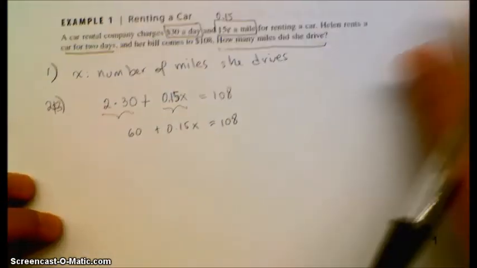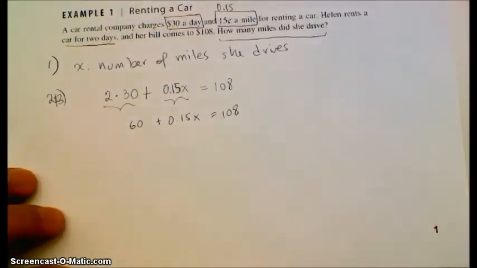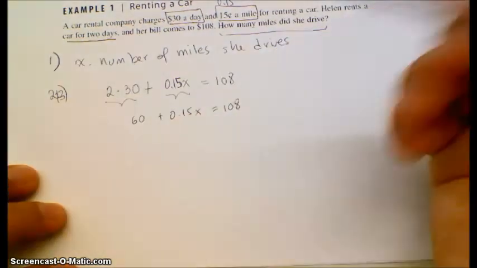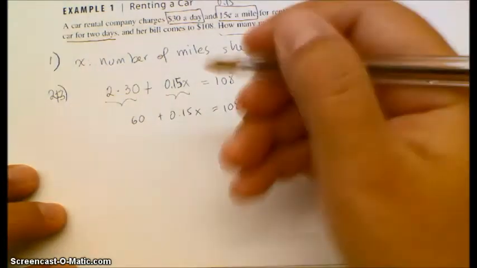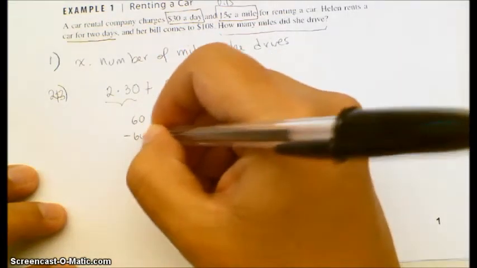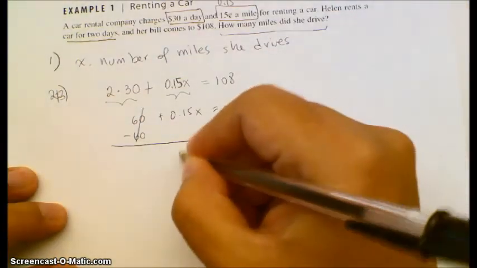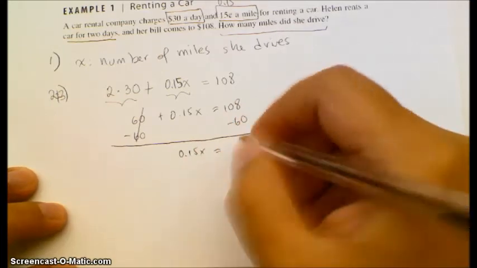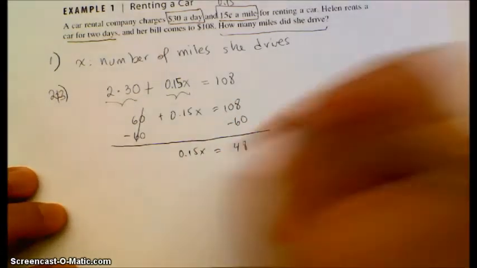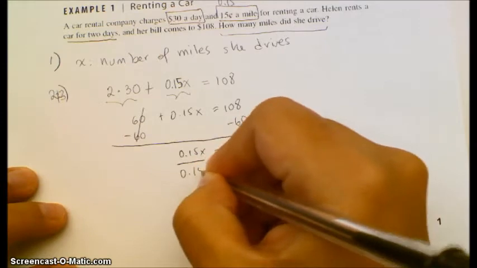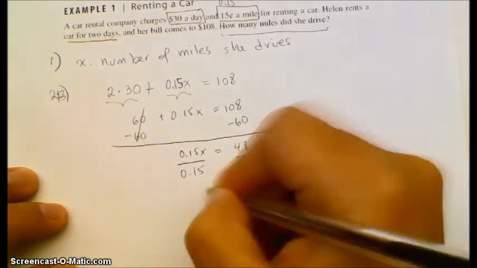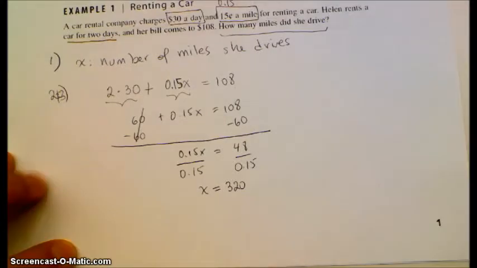So if you are very fast with your equations, you can skip this part until problem 2, because I'm pretty sure that solving this equation will not be a mystery to you. But if you enjoy my voice, then you can listen to the rest of the steps for solving this equation. I'm going to subtract 60 from both sides, and then I have 48, and then I'm going to divide both sides by 0.15. So x is 320.